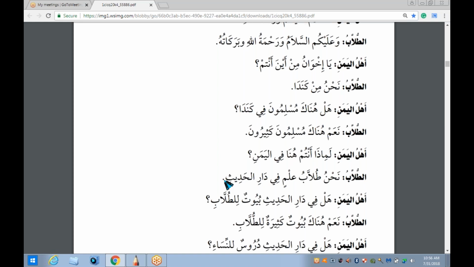نحن طلاب علم في دار الحديث. We are students of knowledge at the school of hadith. Dar here means school, but dar means house. It means bait. But the plural is diyar. أين دارك? Where's your house? هذا داري. هذه داري. Dar is feminine. Say هذه الدار. لا. طيب. هل في دار الحديث بيوت للطلاب يا عيسى؟ نعم. ما شاء الله. This is answering the question.